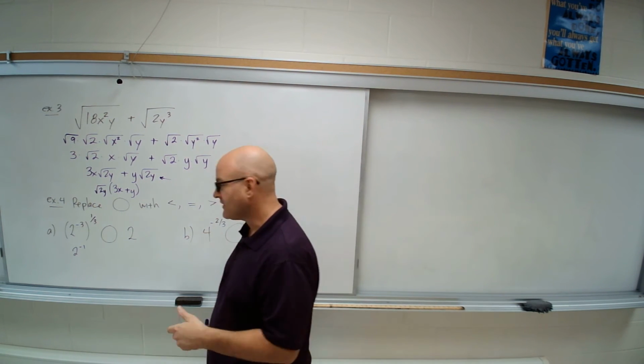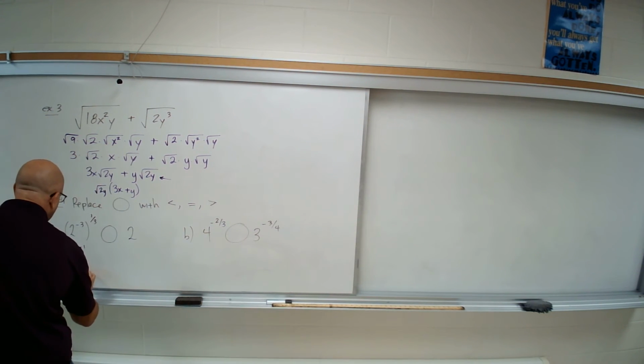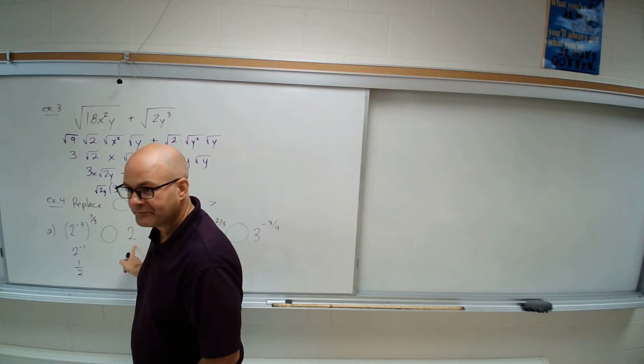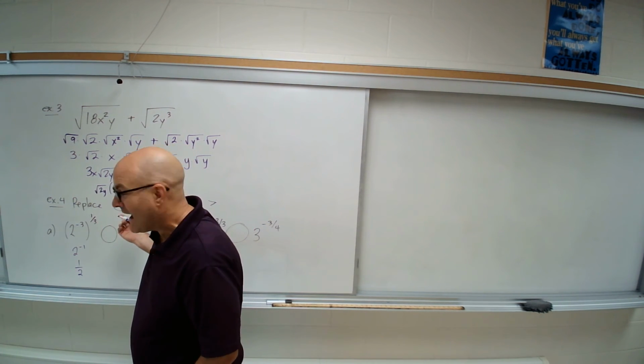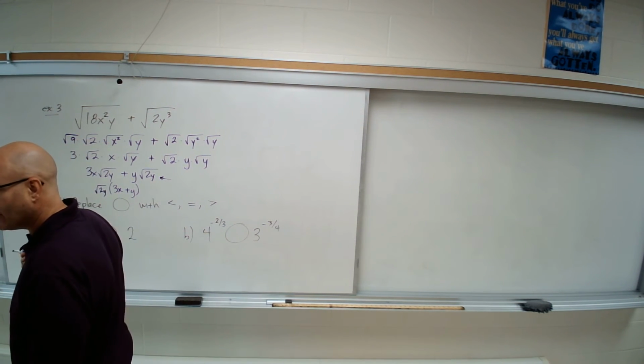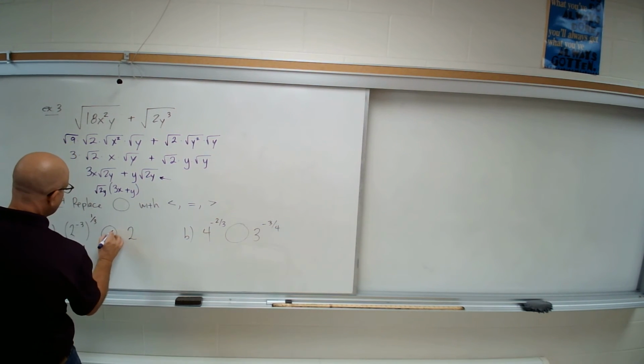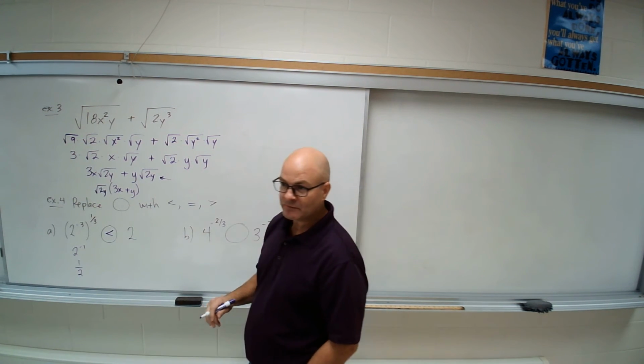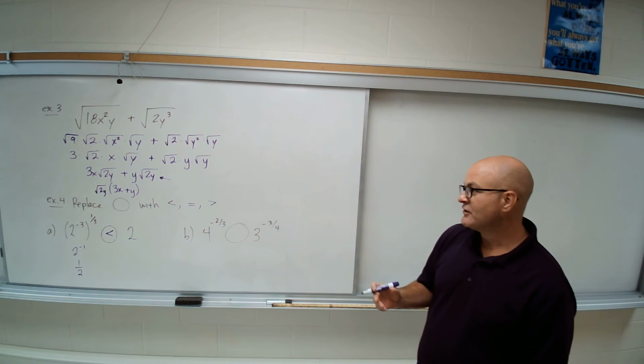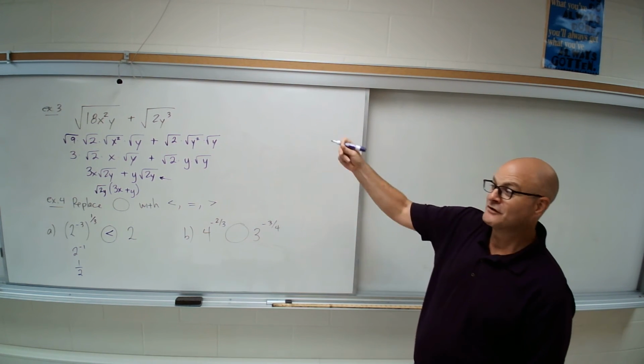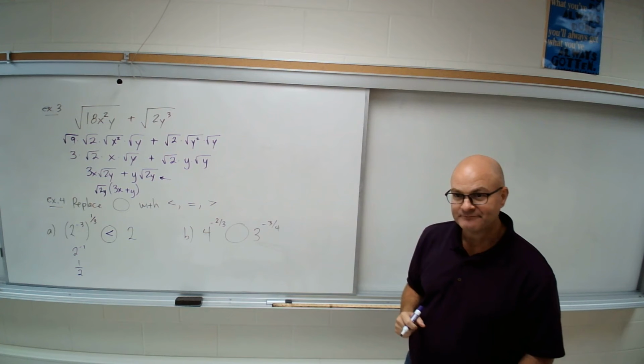Flip the base, move it to the denominator. So we get 1/2 compared to 2. I mean, Pac-Man eats the bigger number, or alligators or whatever you use, right? It'll be the less than symbol. So we'd say 2 to the negative third raised to the 1/3 is less than 2.